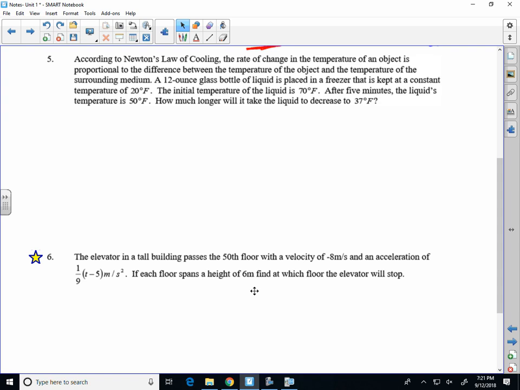A 12-ounce glass bottle of liquid is placed in the freezer that's kept at constant temperature of 20 degrees Fahrenheit. The initial temperature of the liquid is 70 degrees Fahrenheit. After 5 seconds, the liquid's temperature is 50 degrees Fahrenheit. How much longer will it take the liquid to decrease to 37 degrees Fahrenheit? All right, but most of that stuff kind of works itself out. It's this part.